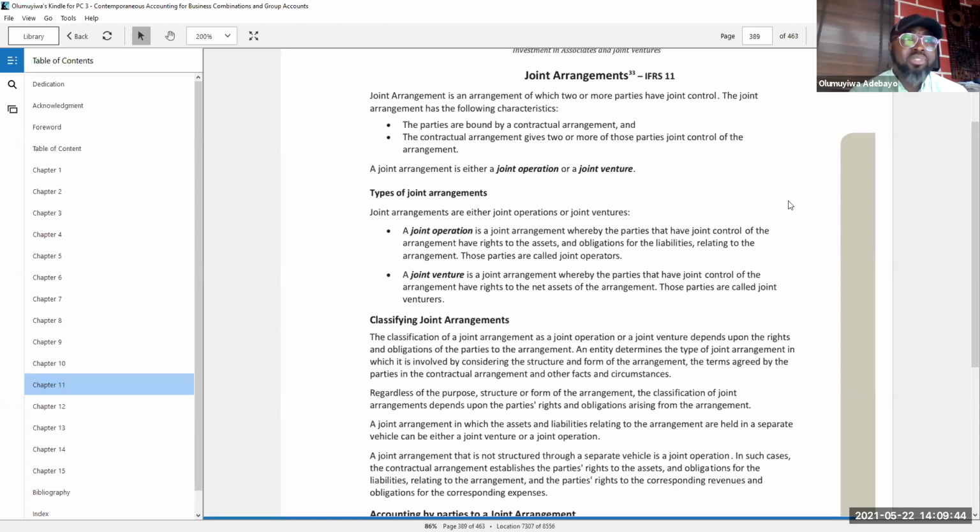Another typical example is this. Imagine in the early days of the telecommunication industry in Nigeria, the days of introduction of GSM.